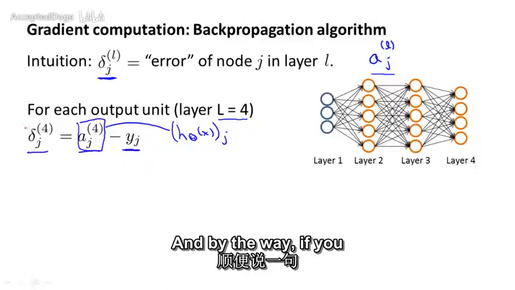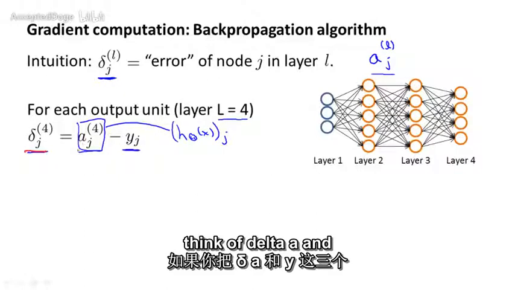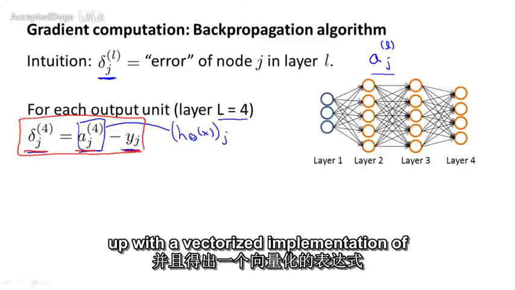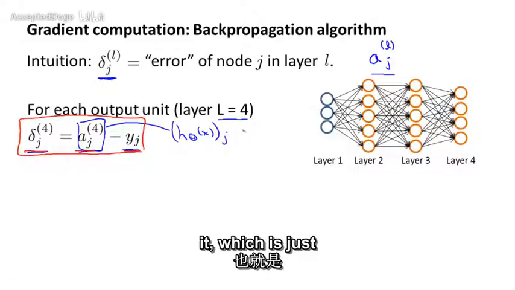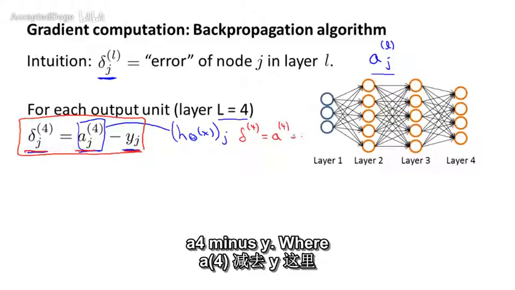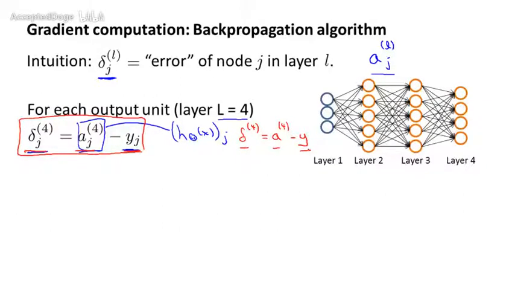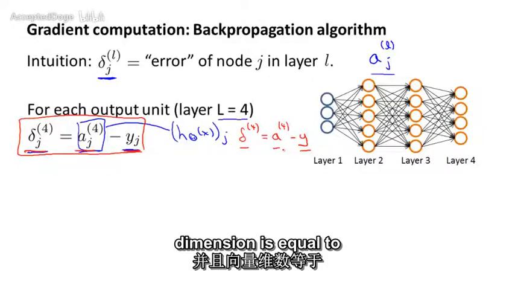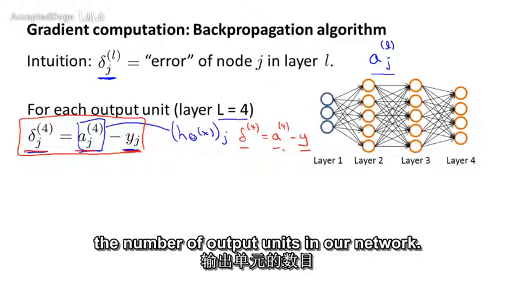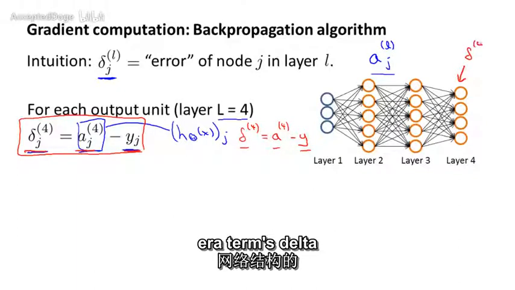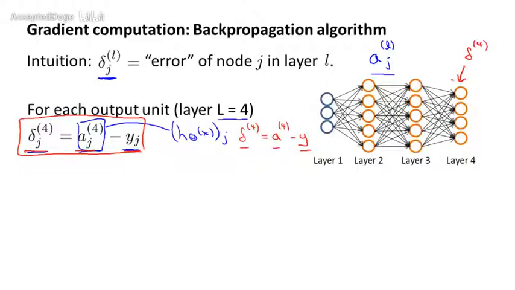And by the way, if you think of delta, a, and y as vectors, then you can also take this and come up with a vectorized implementation of it, which is just delta 4 gets set as a4 minus y, where here each of these, delta 4, a4, and y, each of these is a vector whose dimension is equal to the number of output units in our network. So we've now computed the error terms delta 4 for our network.